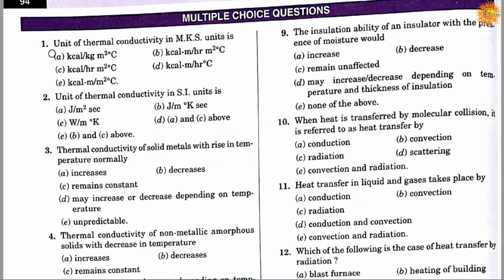Heat transfer. Question number 1. Unit of thermal conductivity in MKS units is: option A, kilocalorie per kg into meter square degree centigrade. Option B, kilocalorie into meter per hour meter into meter square degree centigrade. Option C, kilocalorie per hour into meter square degree centigrade. Option D, kilocalorie into meter per hour in and degree centigrade. Option E, kilocalorie into meter per meter square degree centigrade.